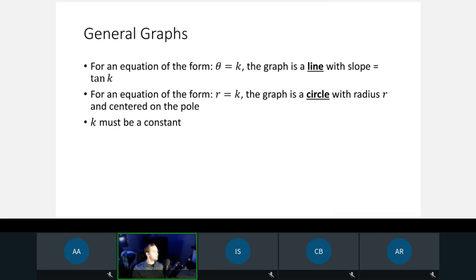All right, so general graphs. We just talked about this. For an equation where theta equals k, the graph is a line, and the slope is just going to be what that k value is, like pi over 4. We talked about that last slide. And when you have r equals k, the graph is a circle, with the radius being the r value. We talked about that already. And again, k is constant.